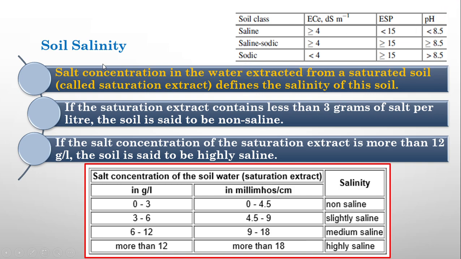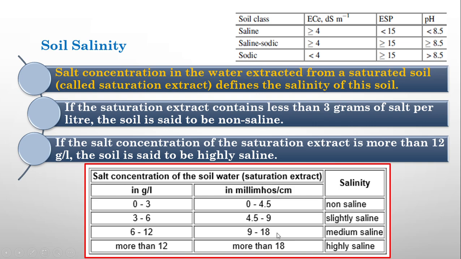Mainly soil salinity is tested by extracting the solution from the saturated soil. First we saturate the soil and extract the solution from the soil by the application of some pressure, and we test the salinity in that saturation extract. That is the method by which we measure the salinity. If the saturation extract contains less than 3 gram of salt per liter, then the soil is said to be non-saline. If it contains more than 12 gram per liter of salinity, then it is known as highly saline soil.